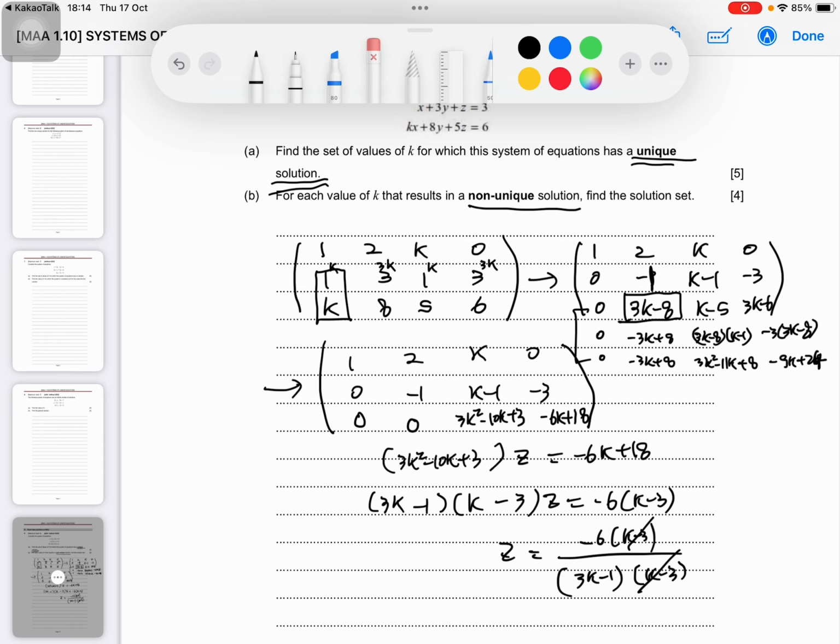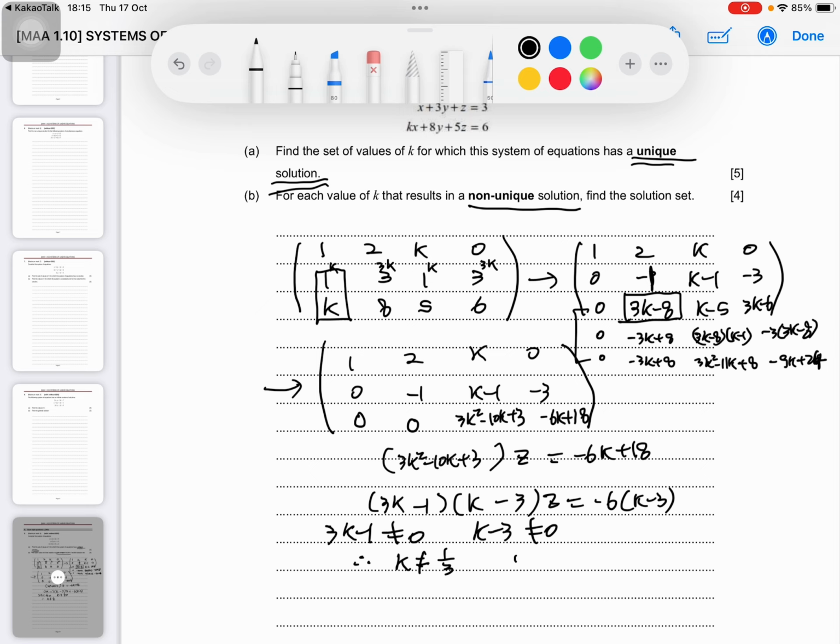But here, we can find z only if 3k minus 1 is not 0 and k minus 3 is not 0. We cannot divide by 0. So 3k minus 1 cannot be 0, and k minus 3 cannot be 0. So the answer for question A is that k is not 1 over 3 and k is not 3.